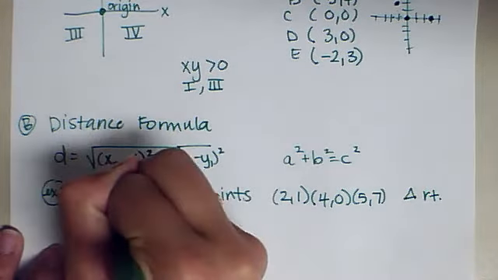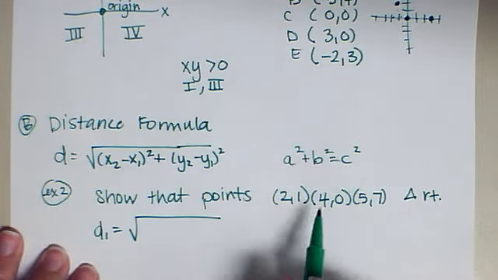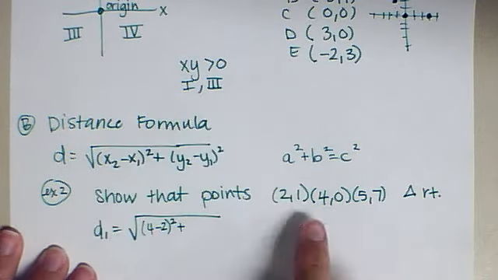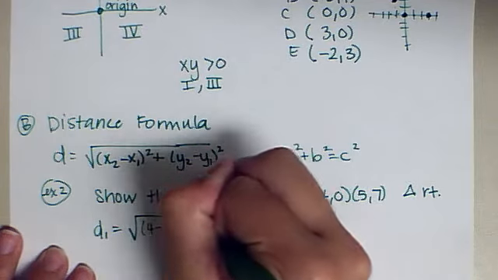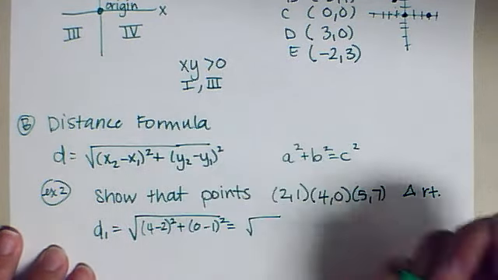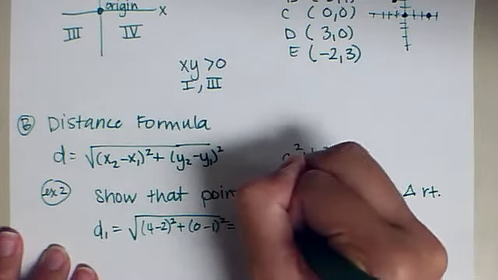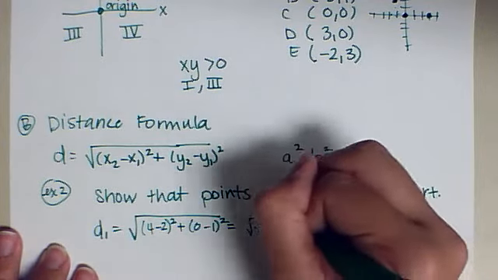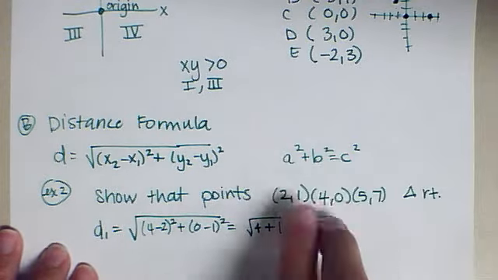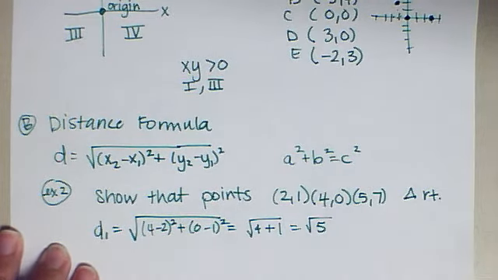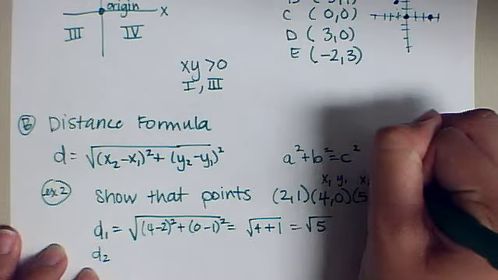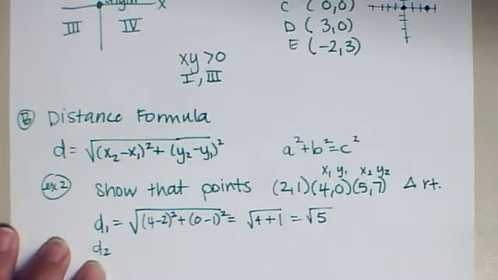The first distance, if I use my x2 and x1, would be (4 minus 2) squared, and then my y's, (0 minus 1) squared. 4 minus 2 is 2, squared is 4. 0 minus 1 is -1, squared is 1. So the distance between these 2 points is the square root of 5. Now I want to find my second distance. If it'll help you, go ahead and label your points, and then you can just change them for the next one.